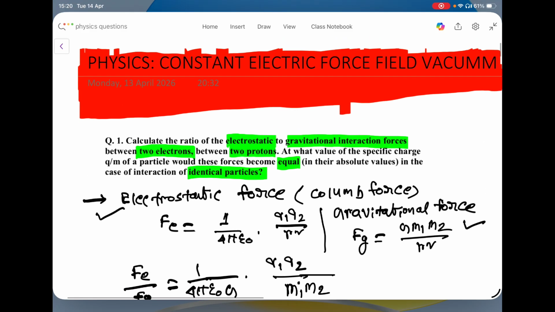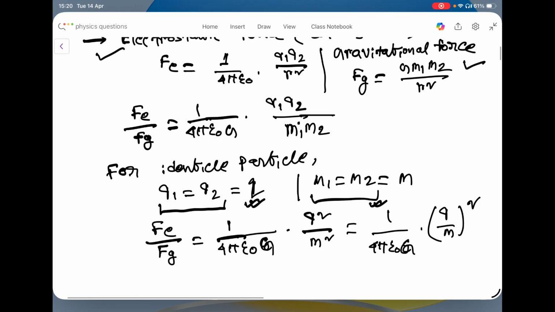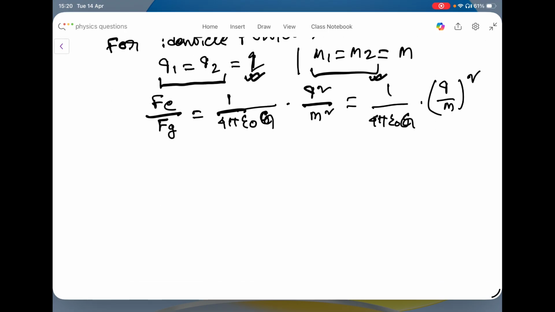What are the questions, sir? I have to calculate the ratio of electrostatic and gravitational interaction force between two electrons in the first case, two protons in the second case, and the third case for the identical condition. So let's try to find them one by one. For case one, two electrons.